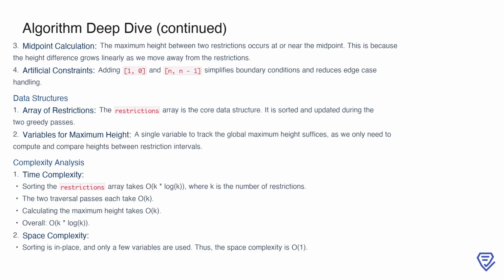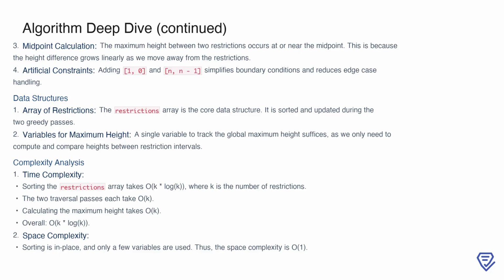The greedy propagation in the left to right and right to left passes ensures that restrictive heights are minimized, while the midpoint calculation helps identify the global maximum. The artificial constraints at indices 1 and n further simplify boundary conditions, ensuring a streamlined approach to solving the problem. The core data structure here is the restrictions array, which we sort and update efficiently during the algorithm.